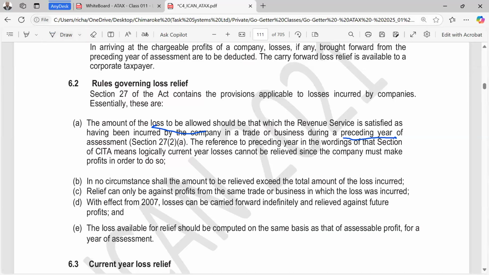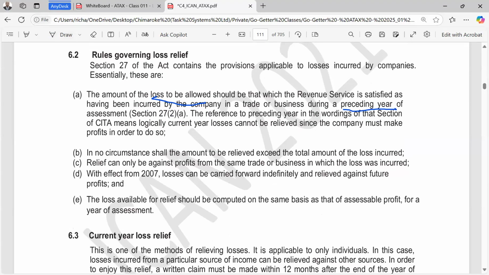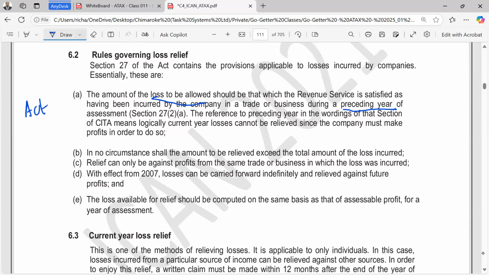That's the first one. The second one here is, in no circumstance shall the amount of loss to be relieved exceed the total amount of loss incurred. What it means is this. If you made an actual loss of 1 million, you cannot relieve more than 1 million.